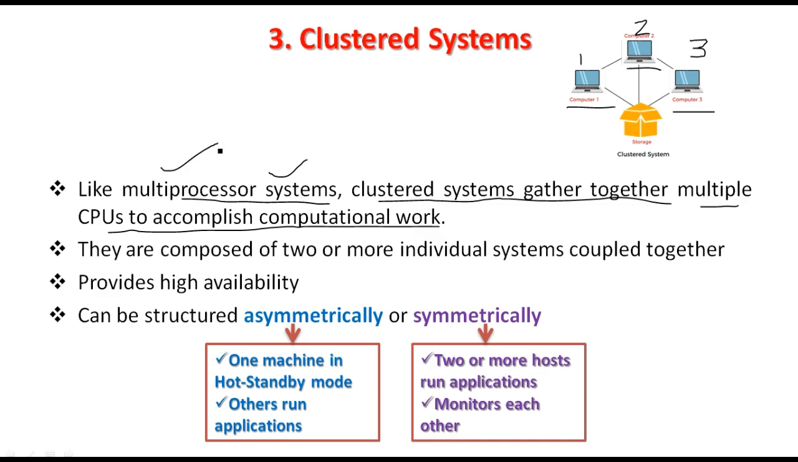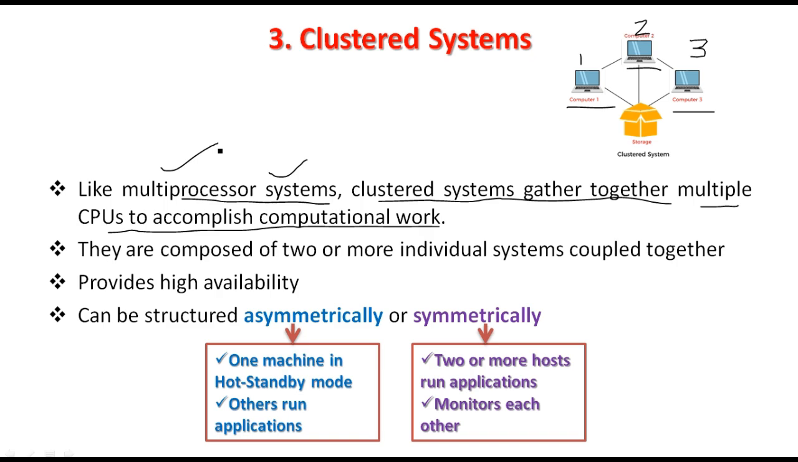So as a multiprocessor does multiple tasks at a time, similarly the cluster system also performs multiple tasks at a time by gathering together multiple CPUs, which are commonly connected via a local area network, right? So cluster systems share the storage and are closely linked via the local area network, that is LAN. The cluster system also differs from multiprocessor systems in that they are composed of two or more individual systems coupled together.